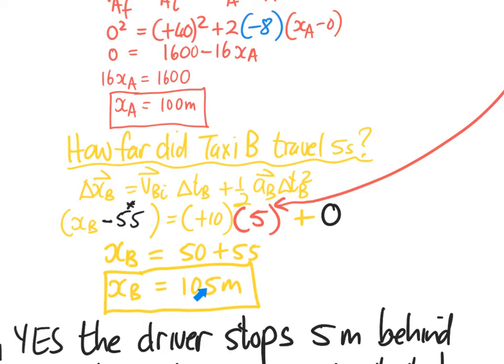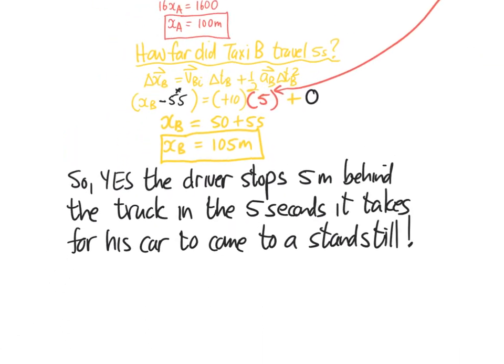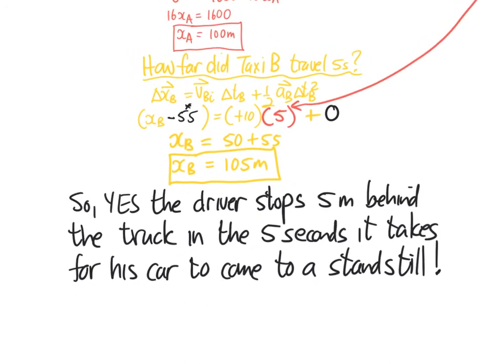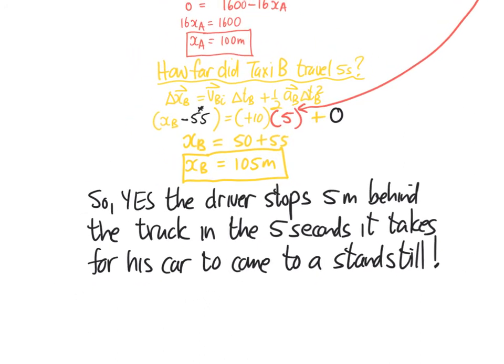So when the car is at 100 meters, the truck fortunately is 5 meters in front. So therefore we can say, yes, the driver stops 5 meters behind the truck in the 5 seconds it takes for his car to come to a standstill. Now I'm going to say something, and I'm going to say this is fine, but you'll see with the graph we need to be careful. We might need to go a little bit deeper into this problem.